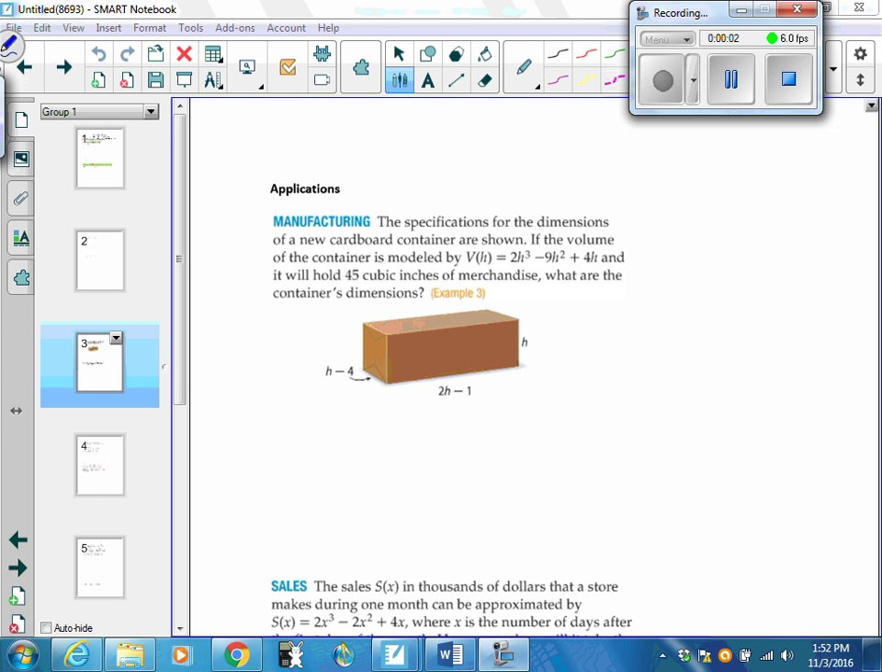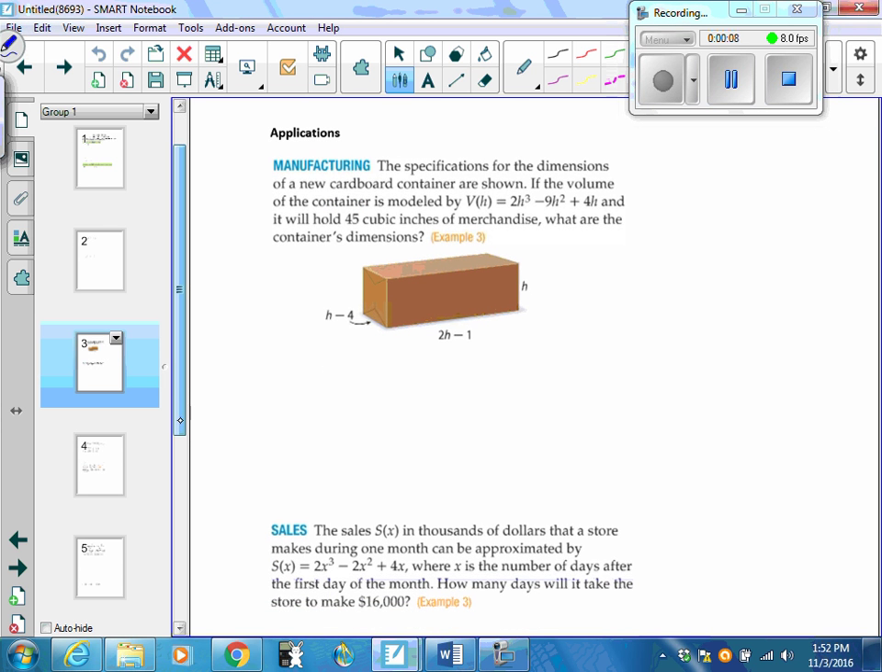So as promised, I told you guys that I would work some of the application problems from the notes. And so we're on the manufacturing problem. It says the specifications for the dimensions of a new cardboard container are shown. If the volume of the container is modeled by this function, and it will hold 45 cubic inches of merchandise, what are the container's dimensions?